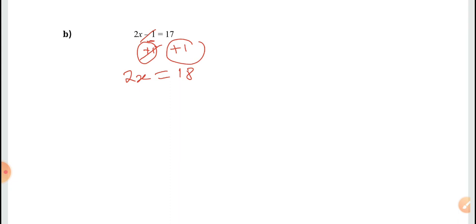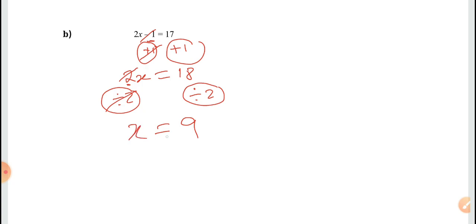To get rid of the times 2 here, we have to divide both sides by 2. So divide this side by 2 and divide this side by 2. 18 divided by 2 on the right hand side is equal to 9. On the left hand side, the times 2 and the divide 2 cancels out, leaving us with just x. So x is equal to 9.